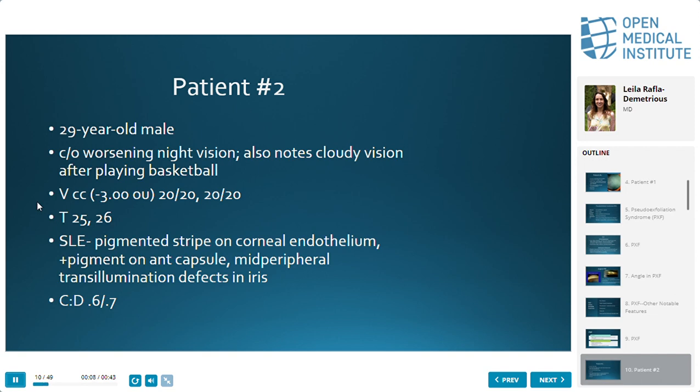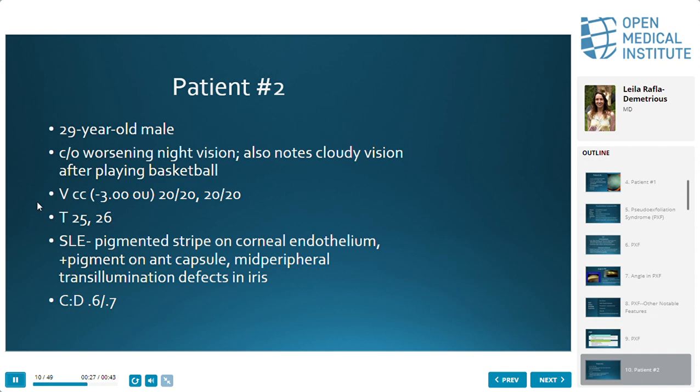So this is my second patient now. It's a young man, or youngish man, who complains of worsening night vision. He notices he has some cloudy vision every time he plays basketball. His vision with a -3 correction is 20/20 in both eyes. His intraocular pressures are somewhat elevated, 25 in the right, 26 in the left.